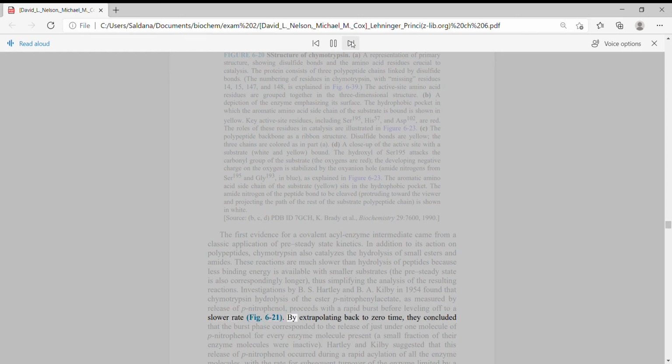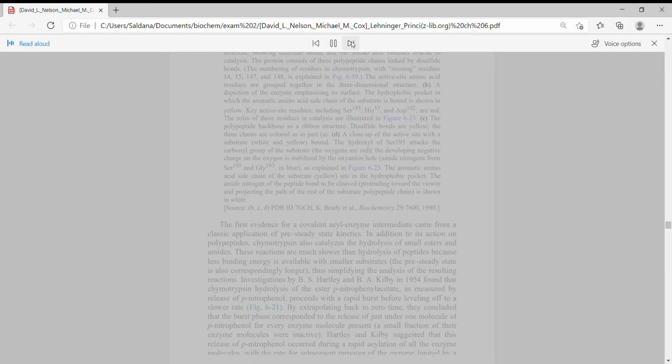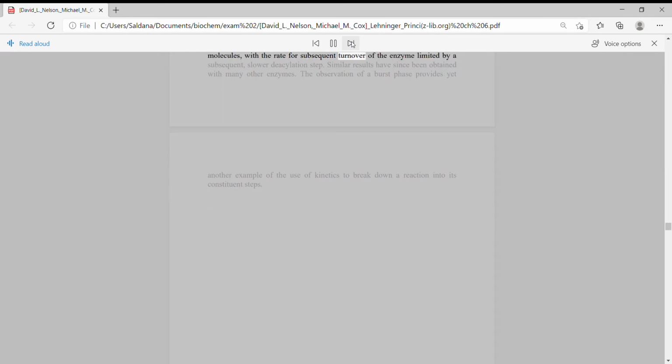6-21. By extrapolating back to zero time, they concluded that the burst phase corresponded to the release of just under 1 molecule of p-nitrophenol for every enzyme molecule present. A small fraction of their enzyme molecules were inactive. Hartley and Kilby suggested that this release of p-nitrophenol occurred during a rapid acylation of all the enzyme molecules, with the rate for subsequent turnover of the enzyme limited by a subsequent, slower deacylation step. Similar results have since been obtained with many other enzymes. The observation of a burst phase provides yet another example of the use of kinetics to break down a reaction into its steps.